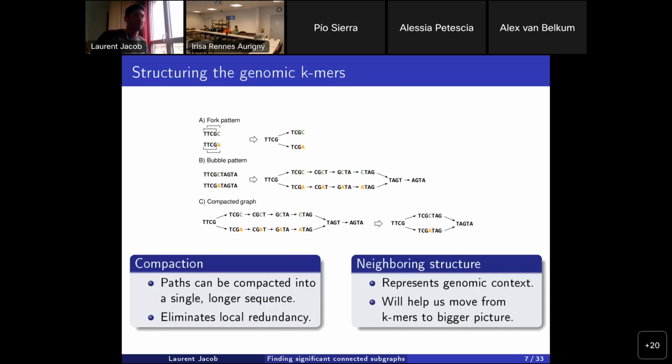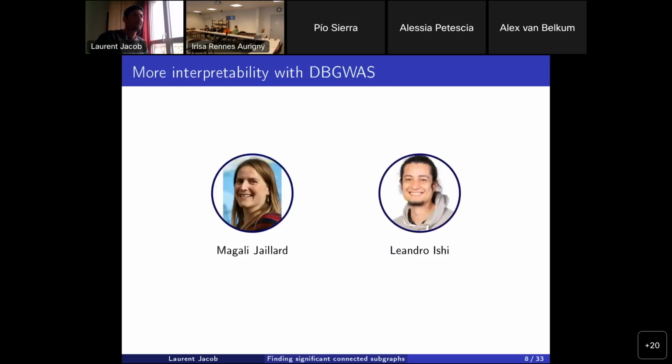It should be easier to interpret, but it will do more than that, because it's likely, though not always the case, that k-mers that are connected in the graph are in neighboring regions of the genome. So it will represent some genomic context, and it will help us get some interpretation from the k-mers. This is not exactly what this presentation is about, but this was a previous work.